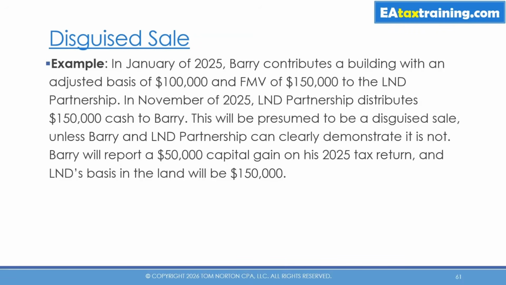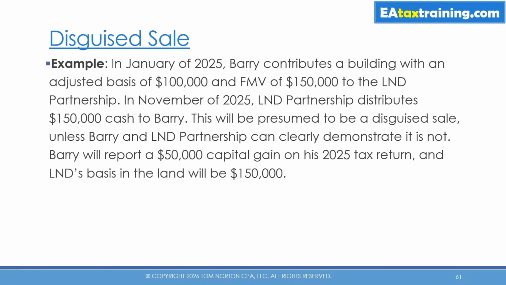So let's do an example. In January of 2025, Barry contributes a building with an adjusted basis of $100,000 and a fair market value of $150,000 to the LND partnership. In November of 2025, the partnership distributes $150,000 of cash to Barry.